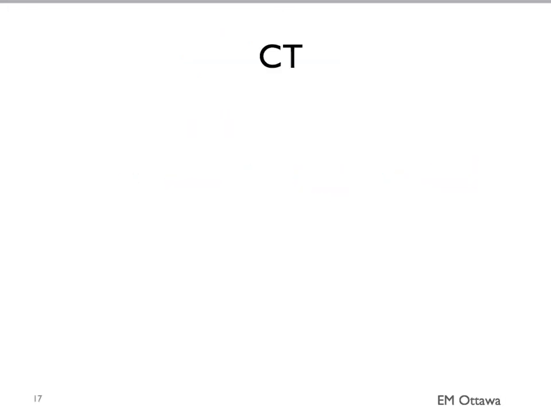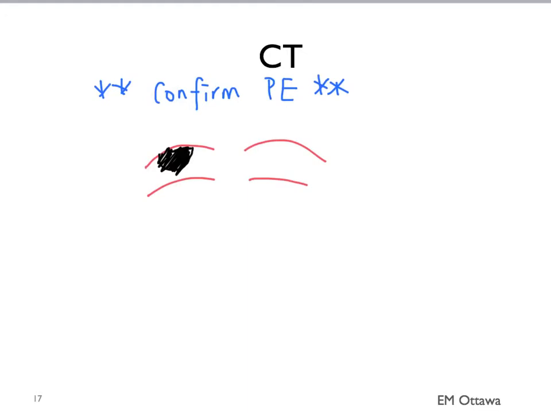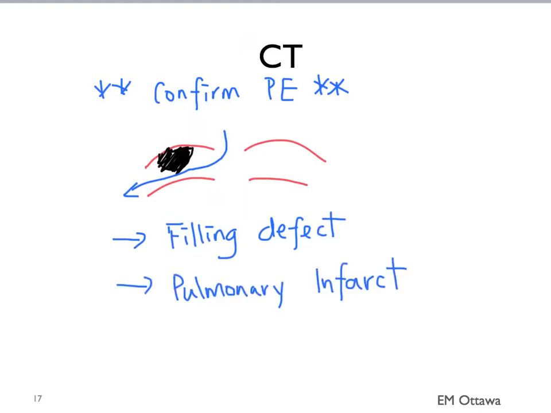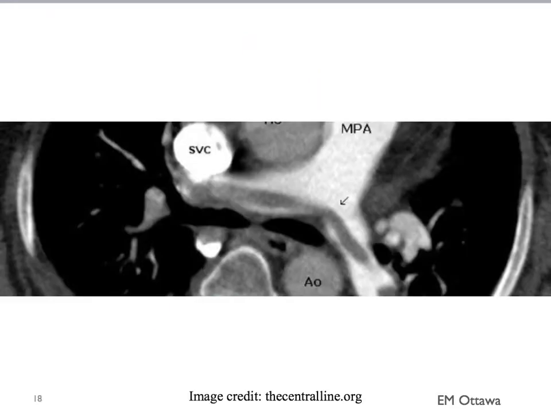A CT scan is the imaging of choice to confirm a PE. It uses a dye to go through the blood vessel, and if there's a clot in the vessel, it is picked up as a filling defect. It can also provide information about pulmonary infarct and give information about other diagnoses as well. This is a still image on a CT scan. You can see that there is IV contrast going through the main pulmonary artery. Where the black arrow is, is a pulmonary embolism. You can see it is less white. That's the filling defect we were talking about before.